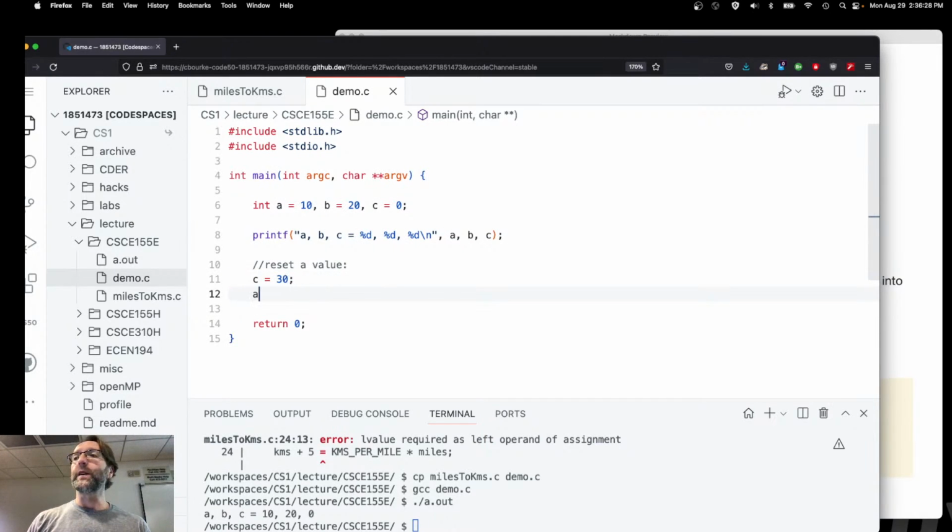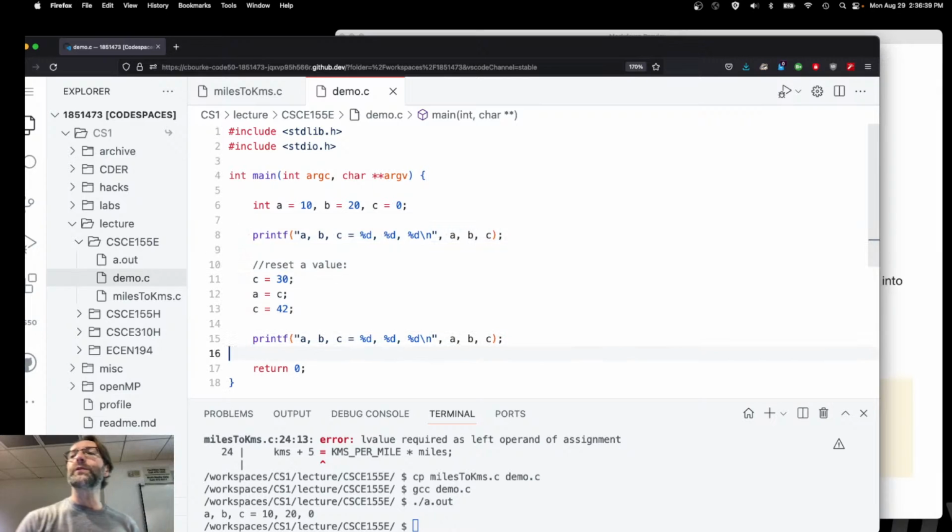What if I do something like this? a is equal to c, and then I say that c is equal to 42 now. Predict what values each one of these variables will hold now on the second printf statement. What value does a have?